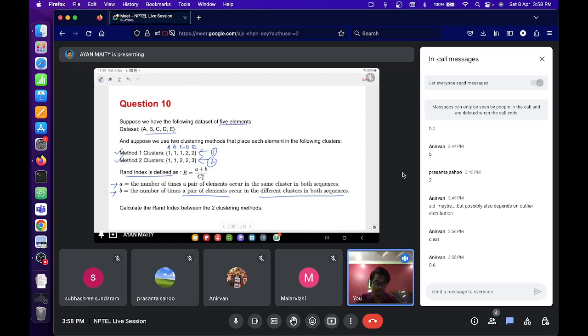Anirban says 0.6. Okay, has anyone else computed this? You can write your answer in the chat if you have computed.